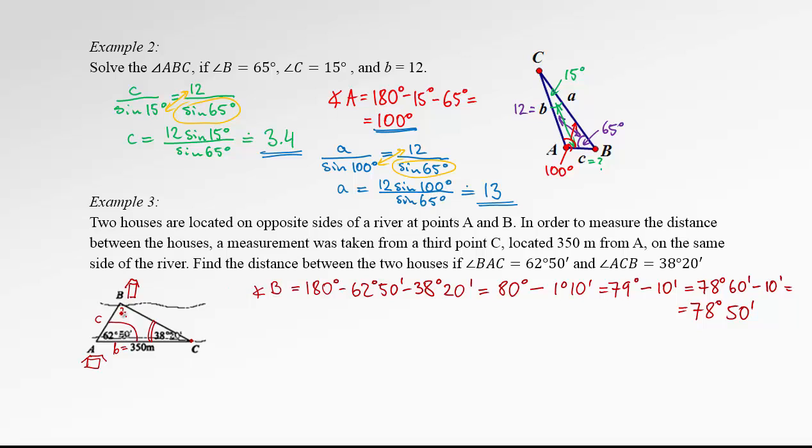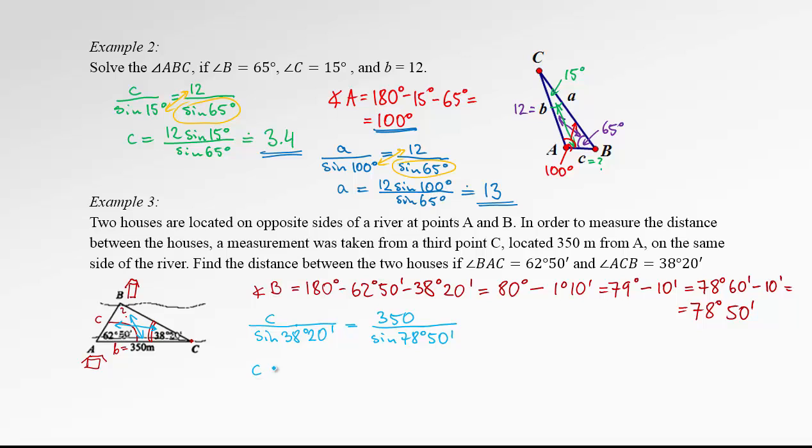Okay, so we have angle B, and now we can apply sine law using this pair of data, and the other pair needs to involve C, therefore that will be this pair of data, right? Let's start with C because that's our unknown. We can keep it in the numerator. So C over sine of the opposite angle, 38 degrees 20 minutes, is the same as 350 over sine of angle B, which is 78 degrees 50 minutes.